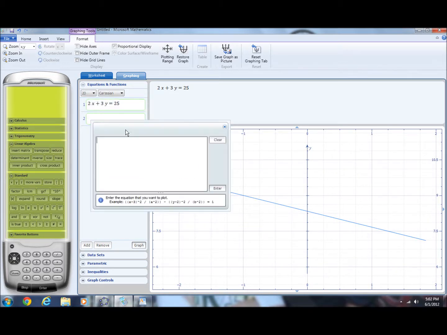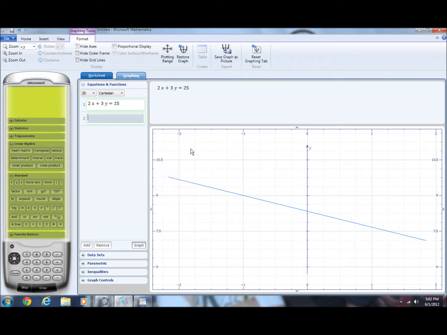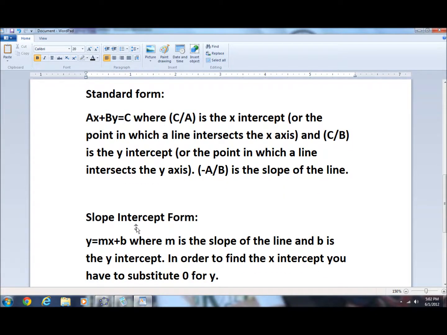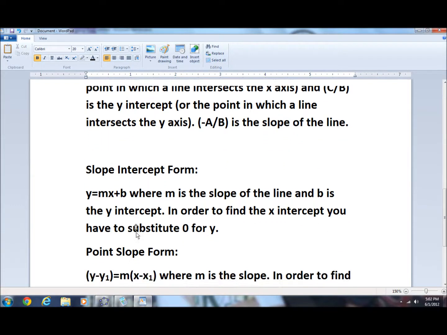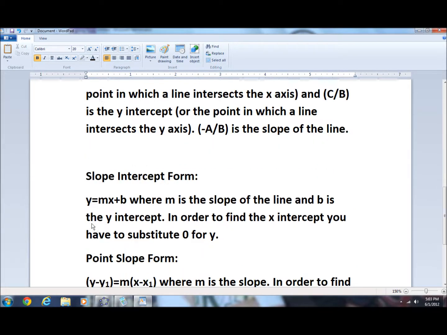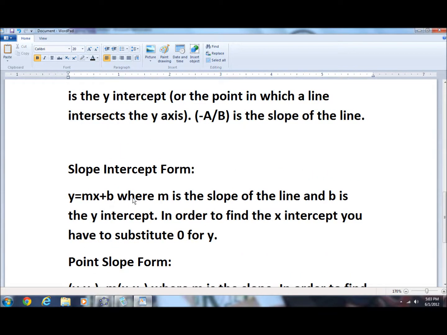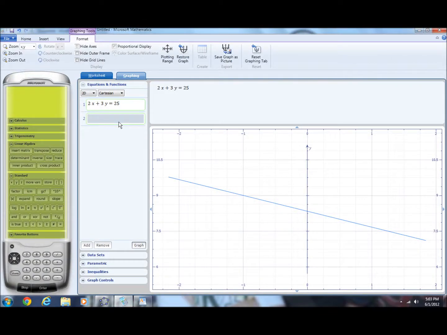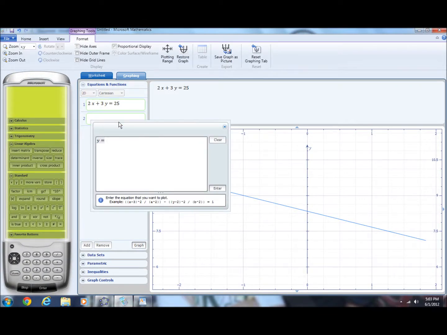So now that we know all that, we know how to use a standard form equation. The next form of an equation is called slope-intercept form. Slope-intercept form is y equals mx plus b, where m is the slope of the line and b is the y-intercept. In order to find the x-intercept, you have to substitute 0 for y. An example of a slope-intercept form equation would be, we'll just do the parent function, y equals x.